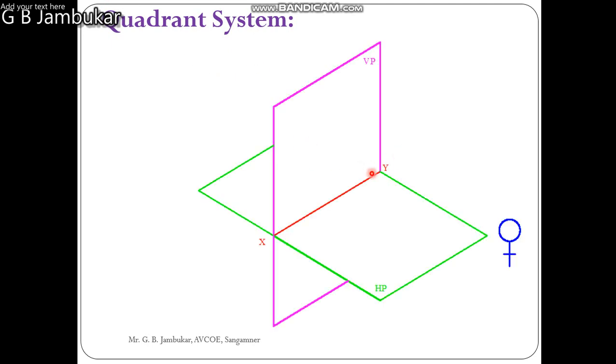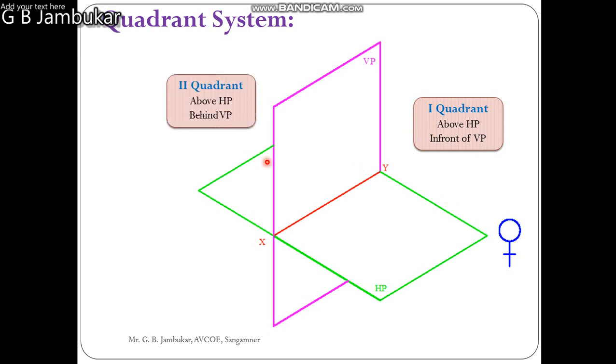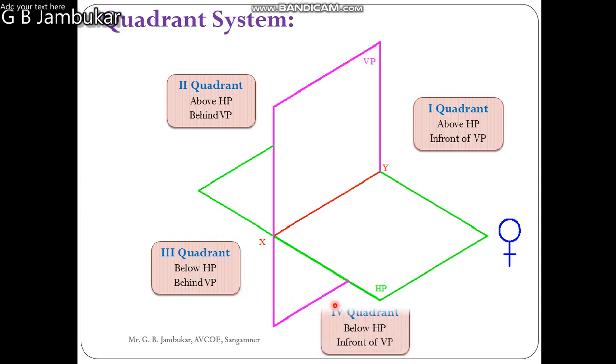Now the observer location is over here. Due to this observer, the first quadrant is in front of VP and above HP. So if any object is in the first quadrant, it is above HP and in front of VP. Similarly, the second quadrant is above HP and behind VP. The third quadrant is below HP and behind VP, and the fourth quadrant is below HP and in front of VP.